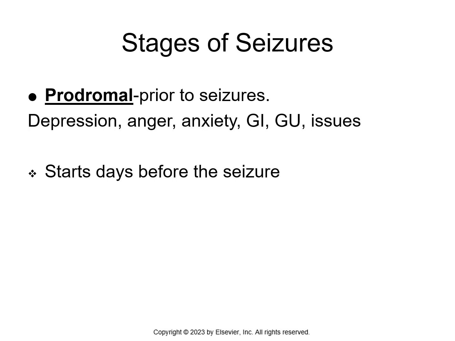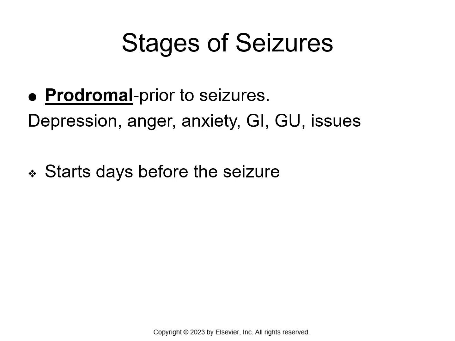They can have GI and GU issues. They're going to have GI upset, changes in their GI system, constipation, GU issues, incontinence, or they could have urgencies, different things that go on with the body that kind of lets them know they're most likely going to have a seizure soon. So that is called prodromal.